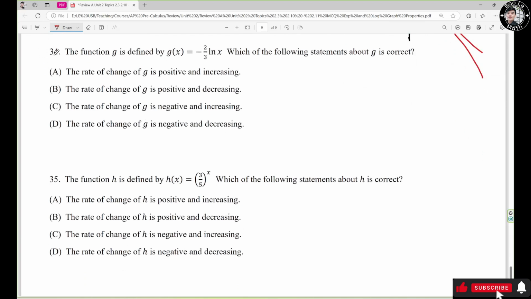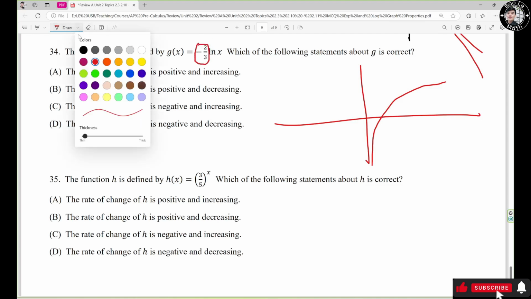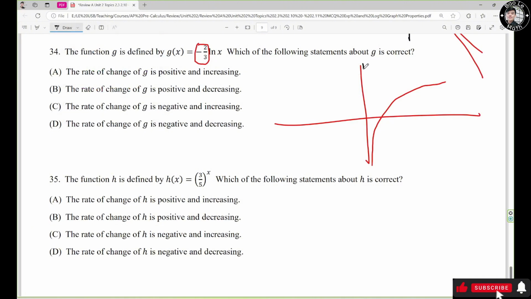Now look at number 34. We need to sketch this one. Alright, you know that the logarithmic function is going to be something like this, right? Since a equals negative 2/3, there is a reflection over the x-axis, right? So it could be something like this, right? Now I need to eliminate the previous one, right?